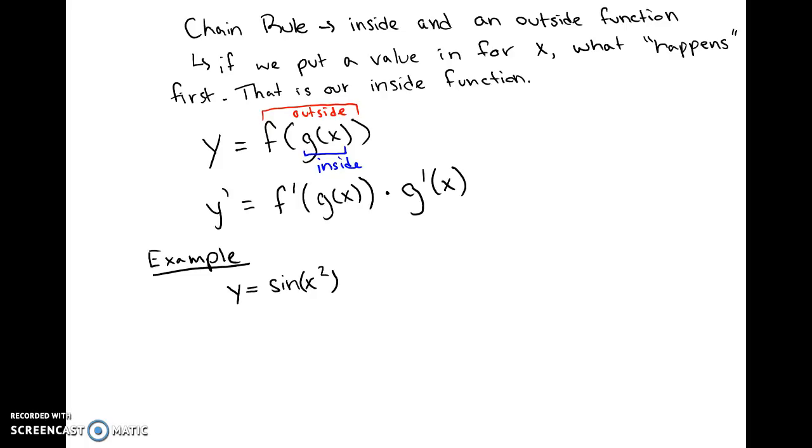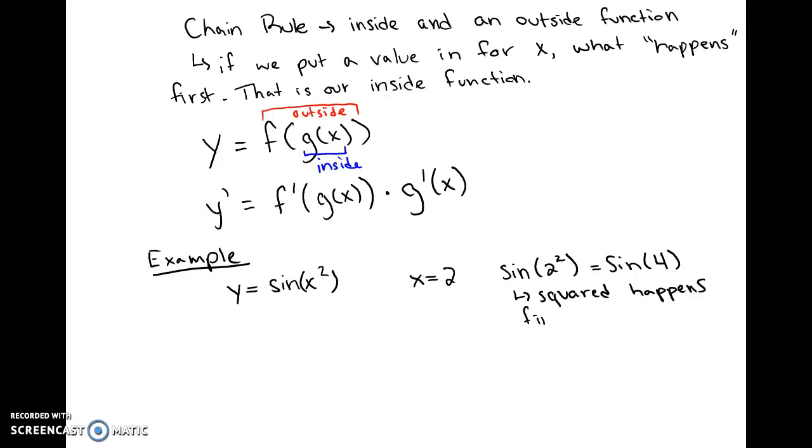So, for those of you that are unsure, let's say we were to put in 2. If we put 2 into our function, we'd have the sine of 2 squared. Notice that that's going to be the sine of 4. So that 2 is getting squared first. So that squaring happens first, and our inside function is x squared. That might be obvious to some of you, but it's always good to have this technique to fall back on.